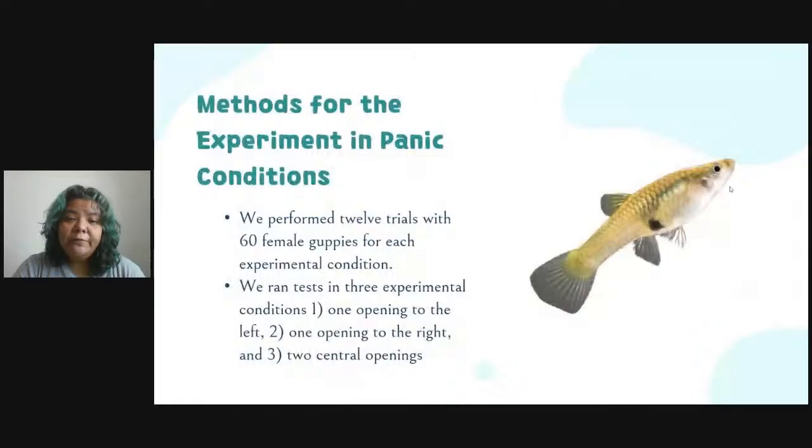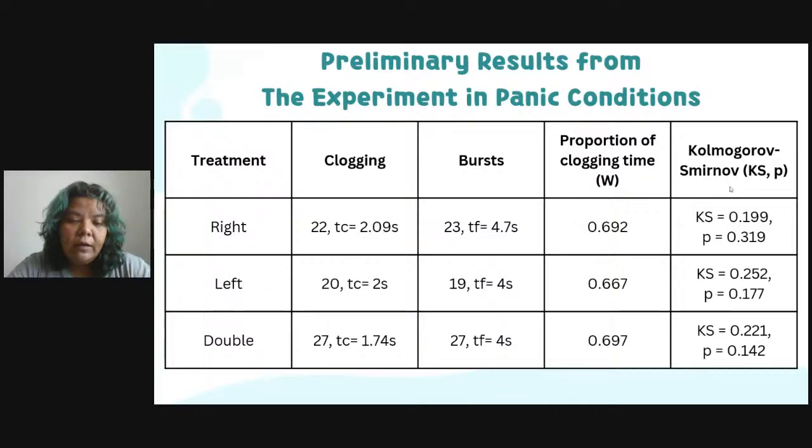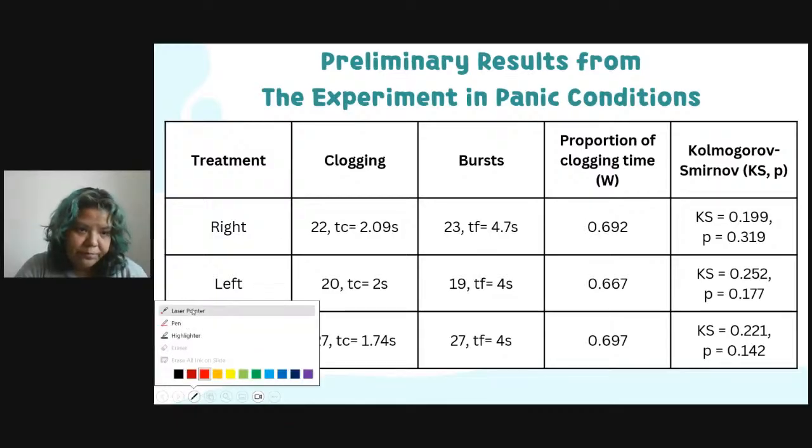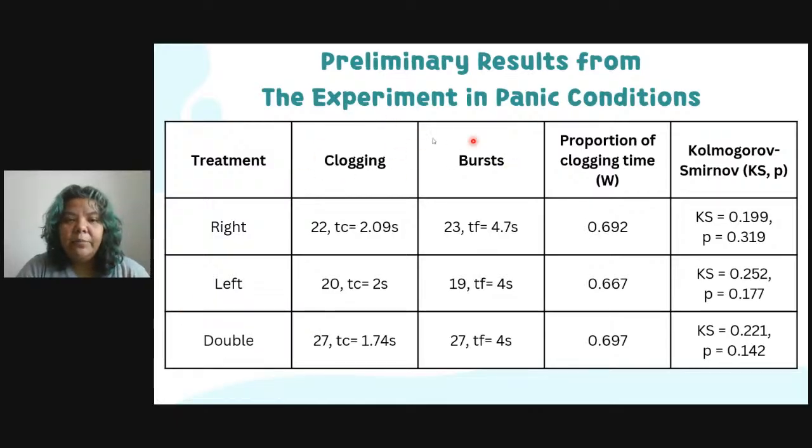We performed 12 trials with 60 female guppies for each experimental condition. The experimental conditions were one opening to the left, one opening to the right, and 2 central openings. All treatments showed a mix of clogging and burst movement that you can see here. This is clogging and bursts. We can see that all of them had clogging and bursts, which affected flow.